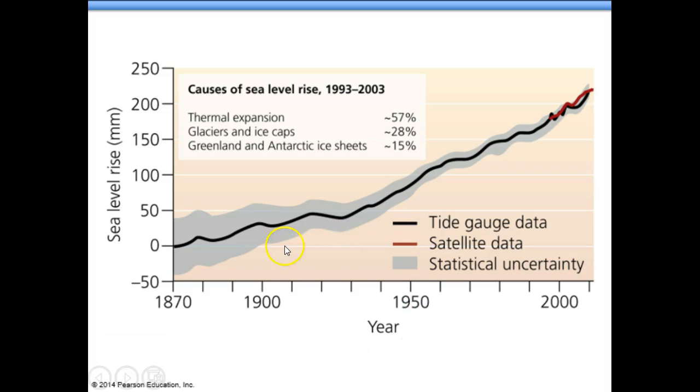So we're seeing that the dark line represents our tide gauge data that we've collected throughout the years. The red is what we can see in the satellite data, and then the gray area is that margin of error, that statistical uncertainty. So it could fluctuate higher or it could fluctuate a little bit lower. But we're seeing that most of the rise is from our thermal expansion. About 28% comes from our glaciers and ice caps, and then 15% from the melting ice sheets.